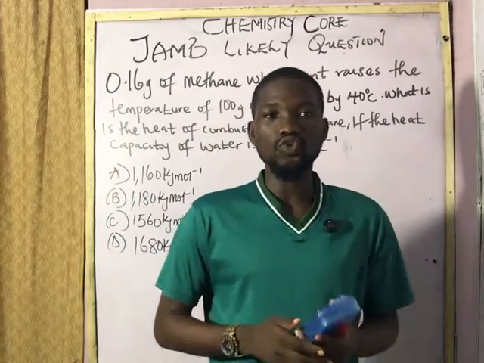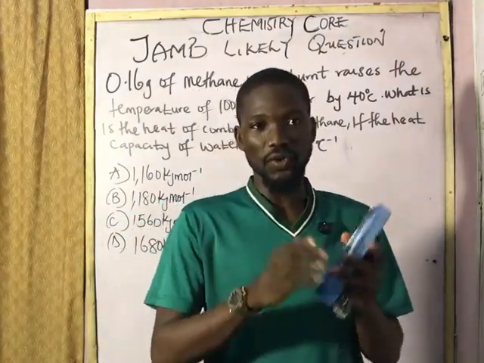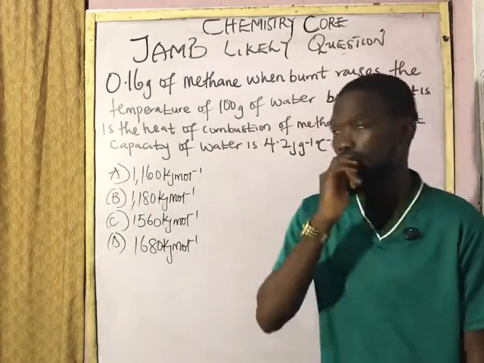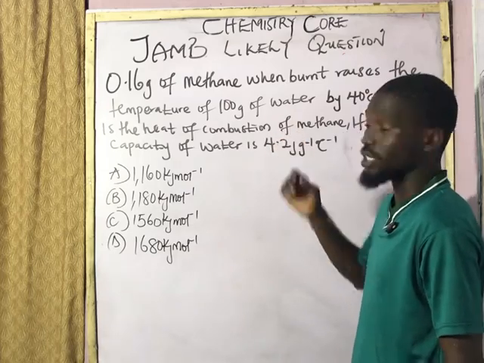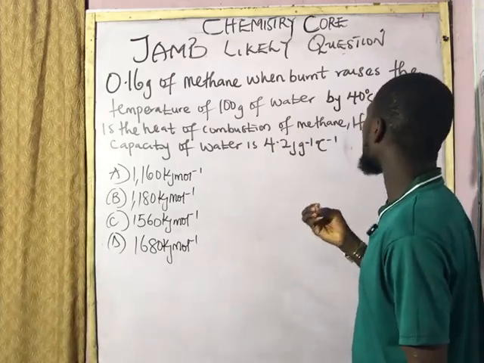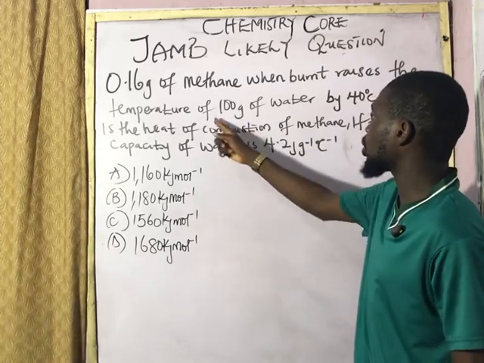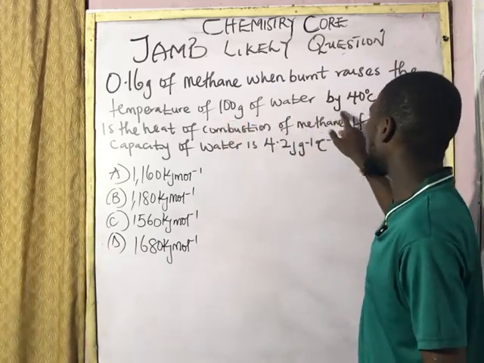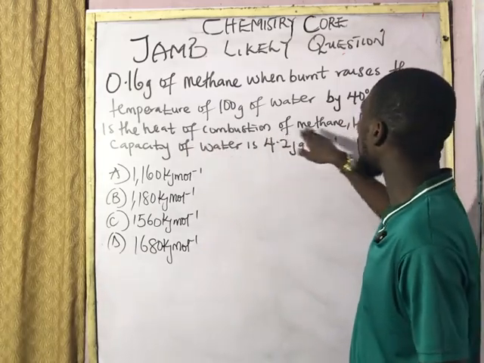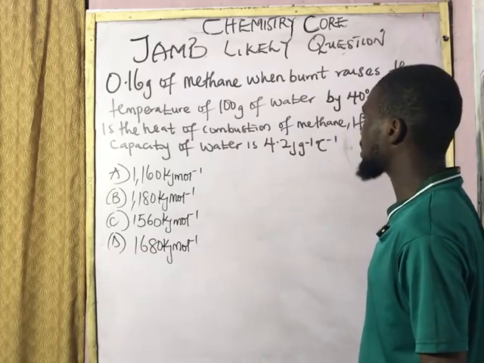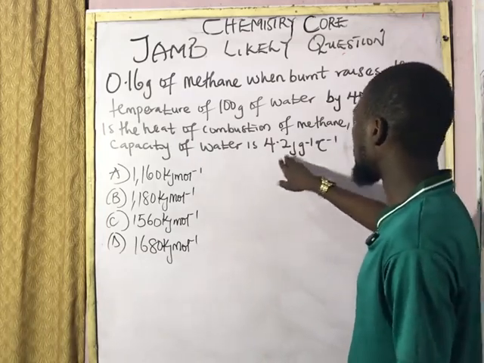Let's say you came across this video as a JAMB candidate for the first time. They said 0.16 gram of methane, when burnt, raises the temperature of 100 gram of water by 40 degrees Celsius. What is the heat of combustion of methane if the specific heat capacity of water is given?